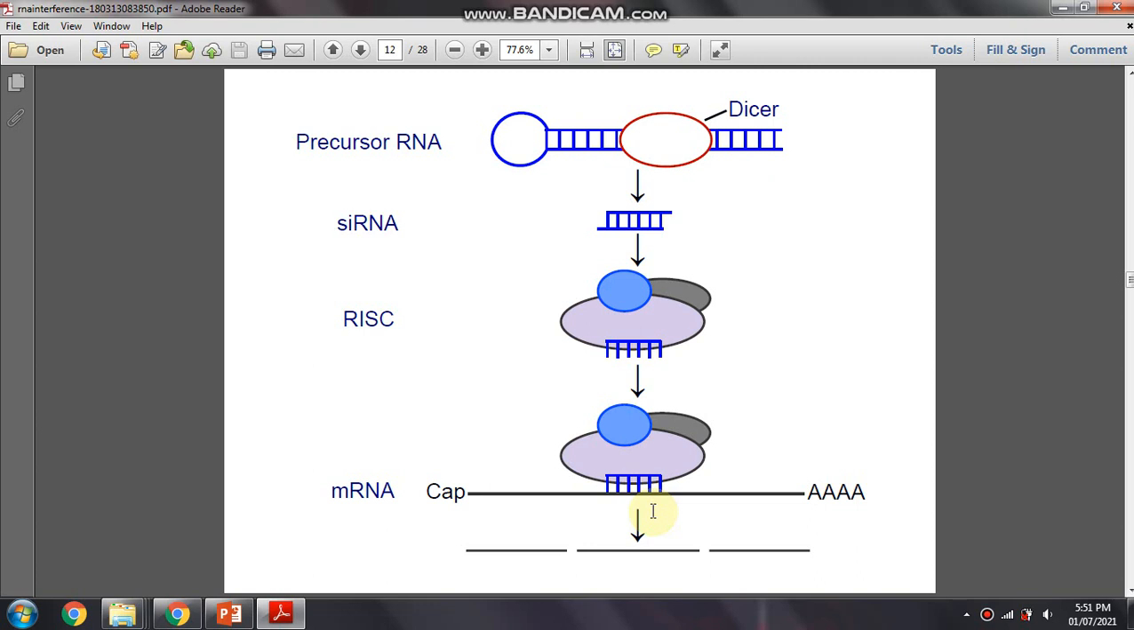This one strand, the guide strand, finds the complementary sequence on the mRNA and binds to it, and then argonaute cleaves the mRNA. Once the mRNA is cleaved, it is not available for translation, and hence the genes present on this mRNA are silenced. This is how RNA interferes with the expression of genes. So the technology is known as RNA interference.